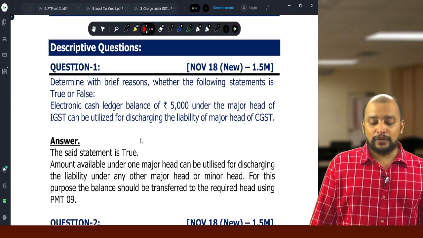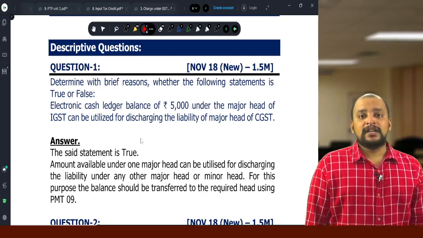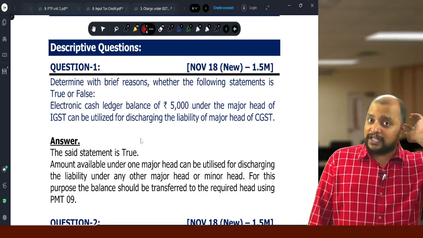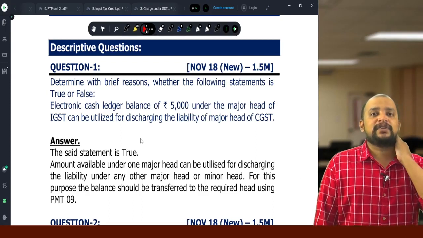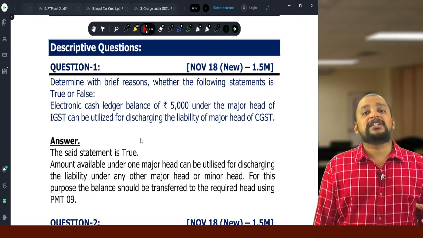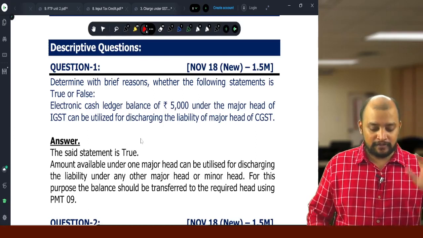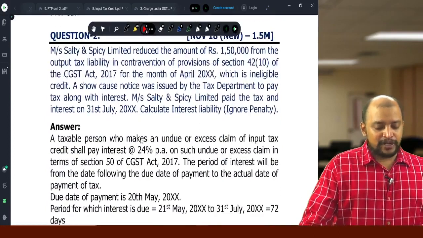Yes, we can do that. And that can be done by filing one form. Previously it was not possible, but now it is possible. Cross utilization between minor heads and major heads is possible. For that we will file one form. What is that form? Form GST PMT 9 is the form. Okay. Then question number 2.